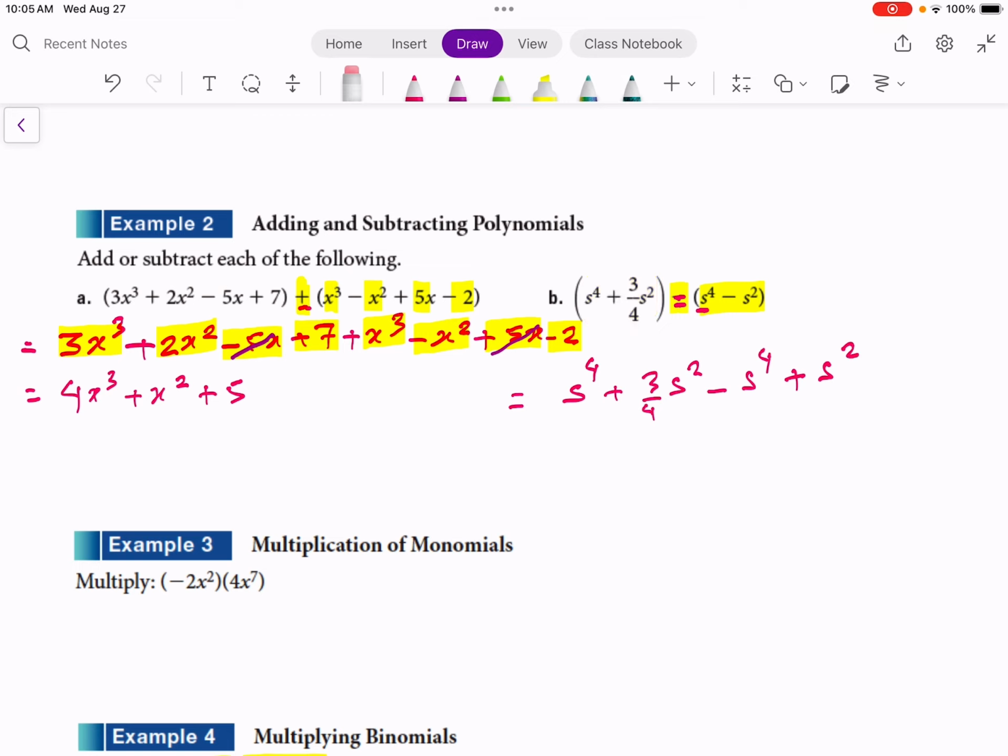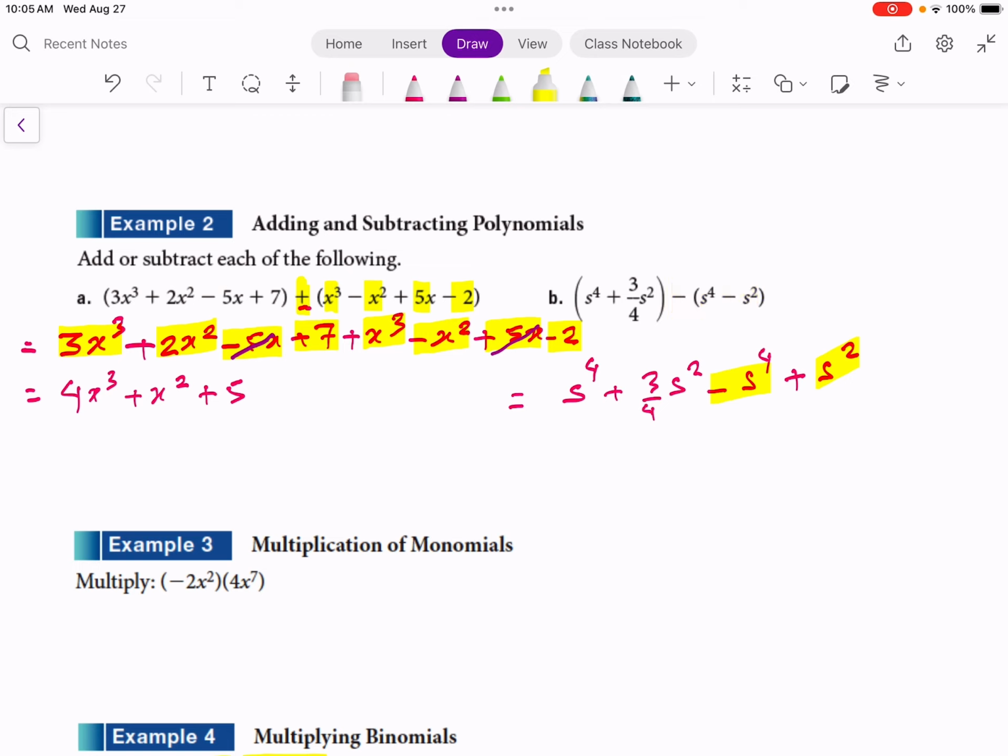So if you are adding polynomials, the sign does not change. Okay, but if you are finding the difference of polynomials, make sure to flip the sign of the terms after the negative in front. Okay, so here we had s to the power 4 minus s squared. Here we have negative s to the power 4, positive s squared. So make sure to distribute this negative. Okay, do not forget to distribute the negative.